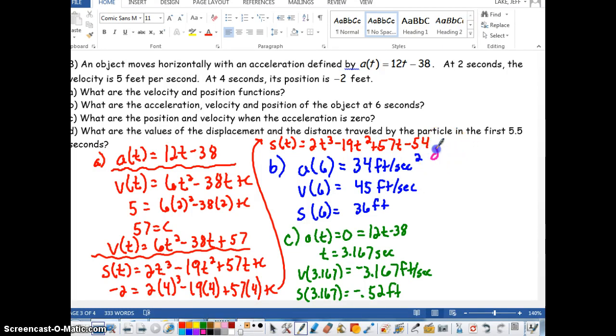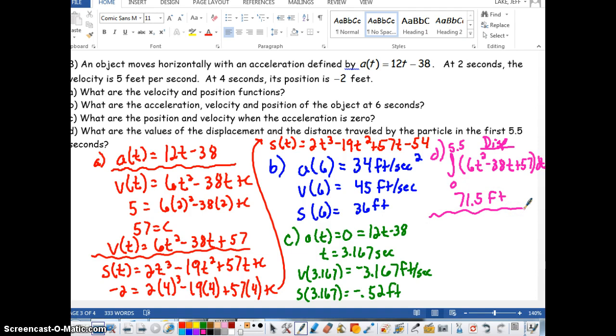All right, last one here, letter D, says what are the values of the displacement and distance traveled in the first 5.5 seconds. So we're going to be integrating from 0 to 5.5. That's my start to my end value there. And you always integrate your velocity. So the velocity here is going to be 6t squared minus 38t plus 57. And then you integrate that, and this is going to be for your displacement. So displacement, again, 6t squared minus 38t plus 57. And you end up with 71.5 feet.